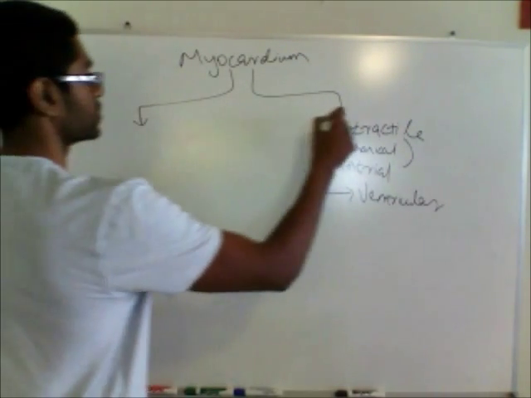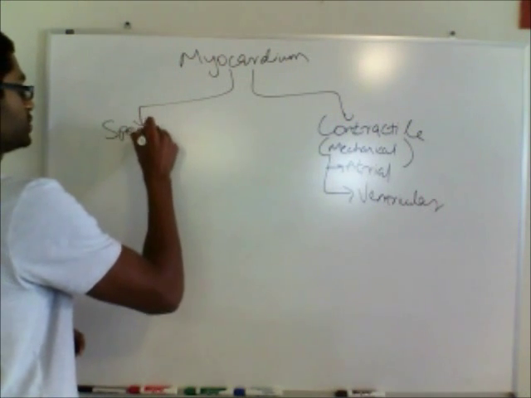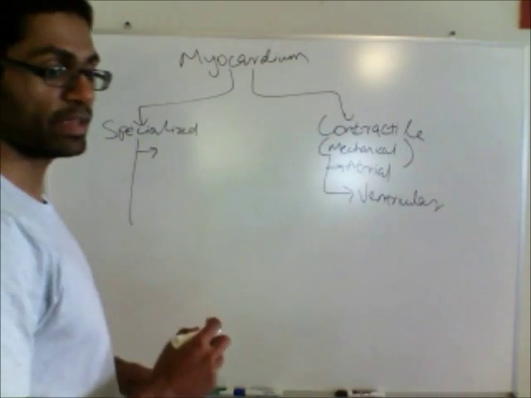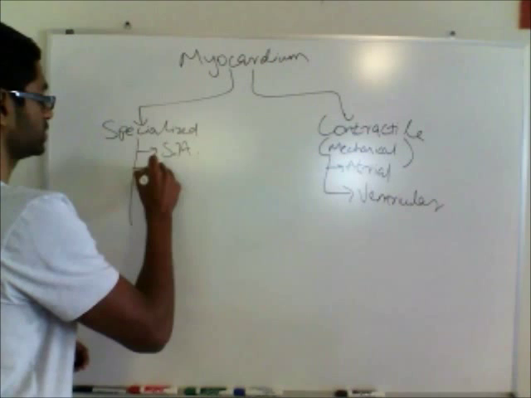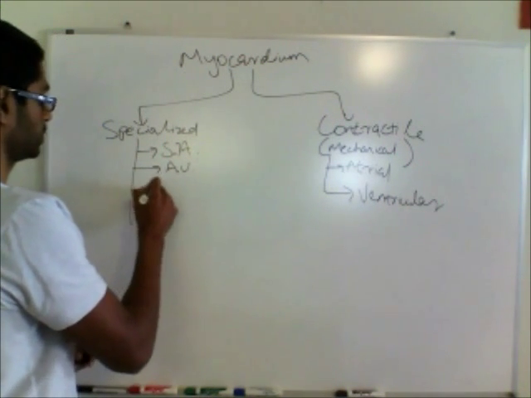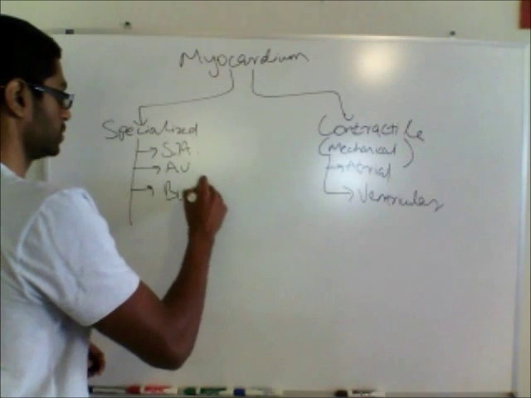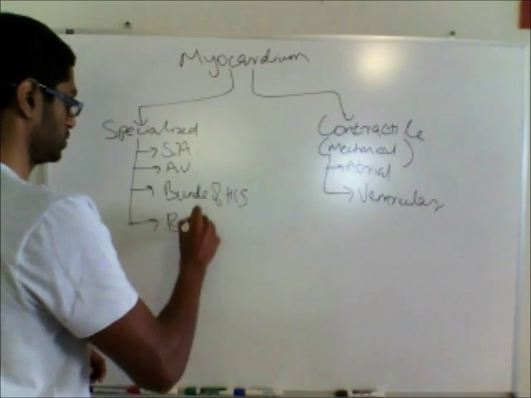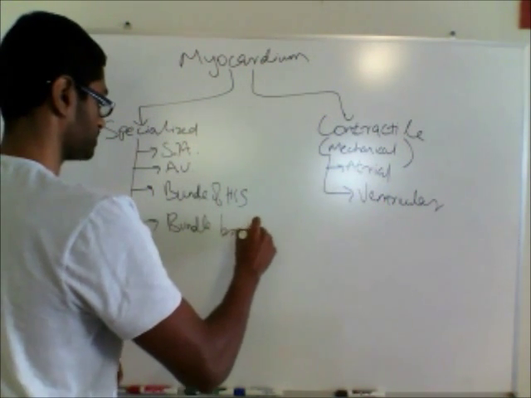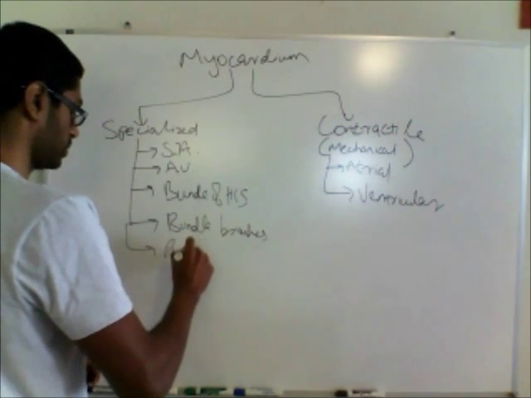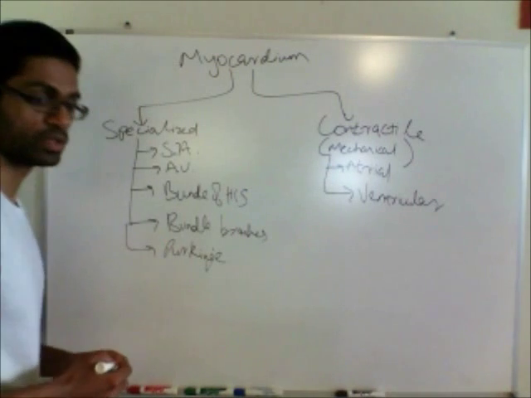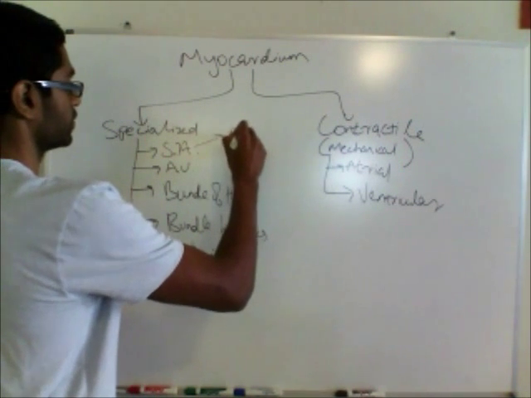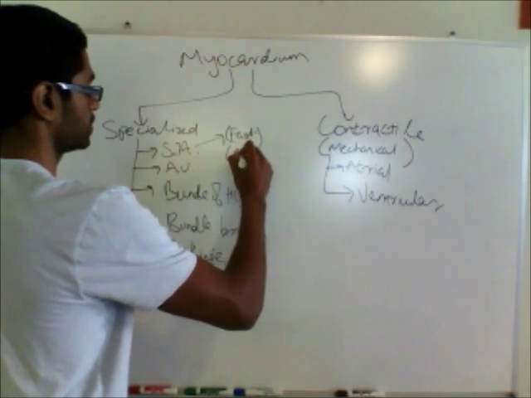Now the other kind that we mentioned were the very specialized one, okay? Very specific to the heart. And these would be what? The SA would be first. AV, bundle of His, and bundle branches, and Purkinje. Okay. Now, which one of these is the fastest? SA is correct. Fast and auto.